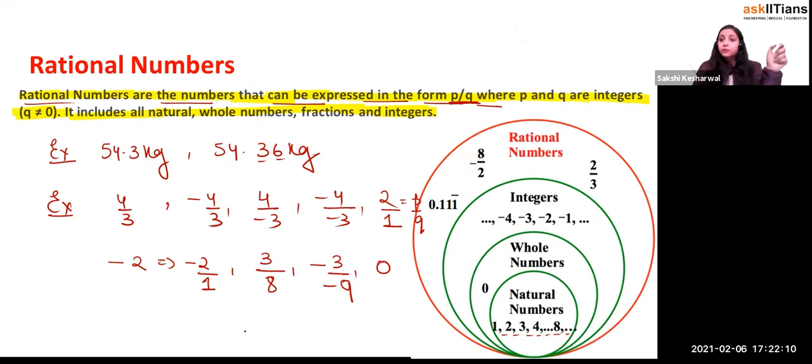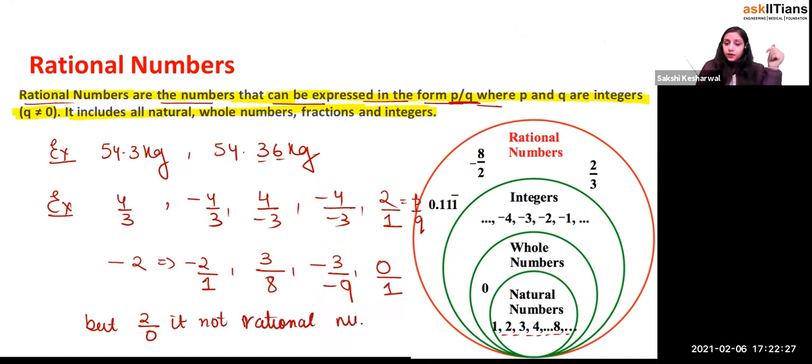Is 0 a rational number? Yes, 0 is again a rational number. It is like 0 upon 1. But if I say 2 upon 0 is a rational number? No, it is not a rational number, because division by 0 is not possible, and it is specifically said that q is not equal to 0. It means the denominator cannot be equal to 0. So here we got the definition of a rational number.